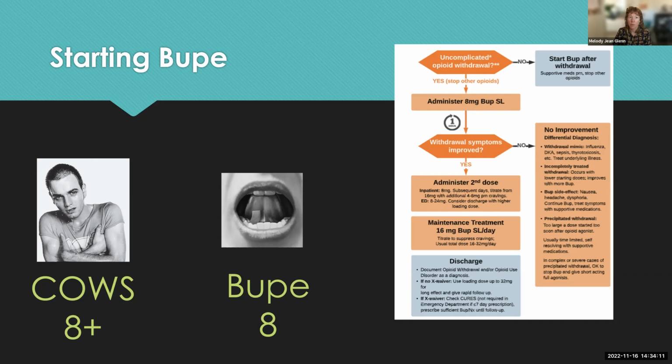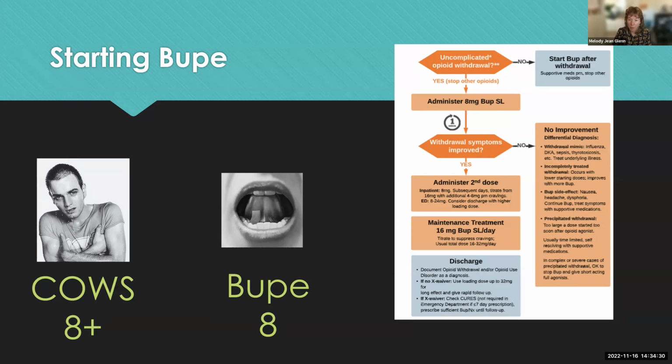And the traditional addictionologists out there are going to say, what? 32 milligrams is so much. But it's not really. The clinical effect is not that different. Ideally, and this has not been proven in a study, but theoretically, it'll hold the patient for a longer amount of time.